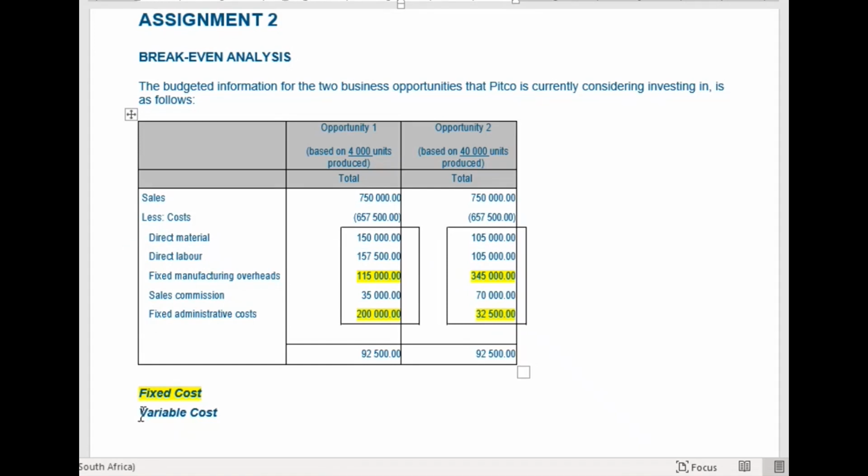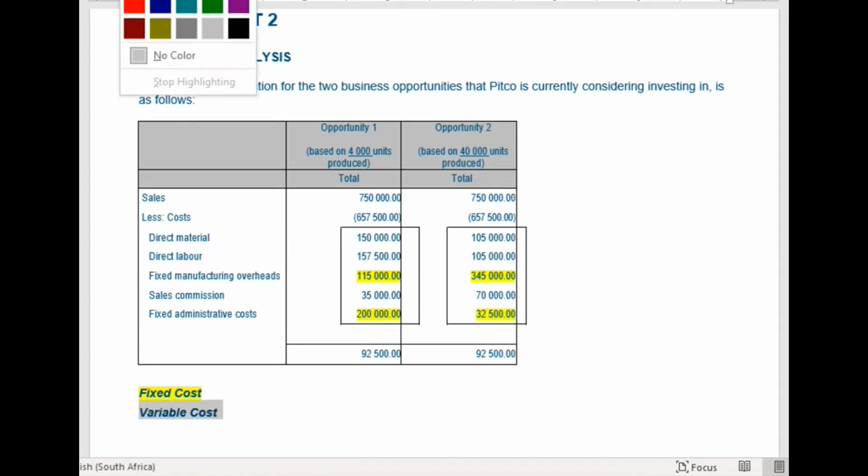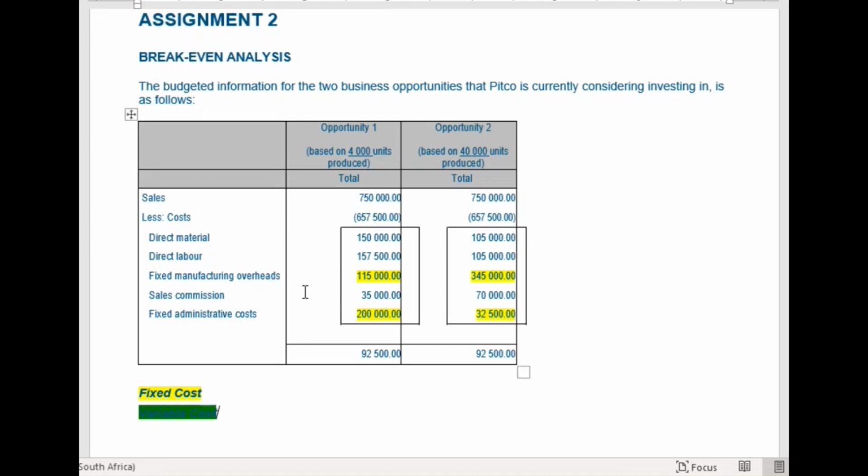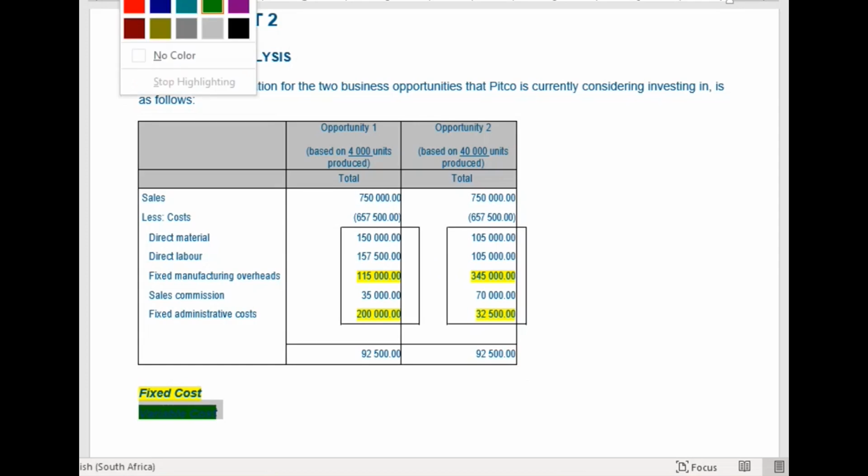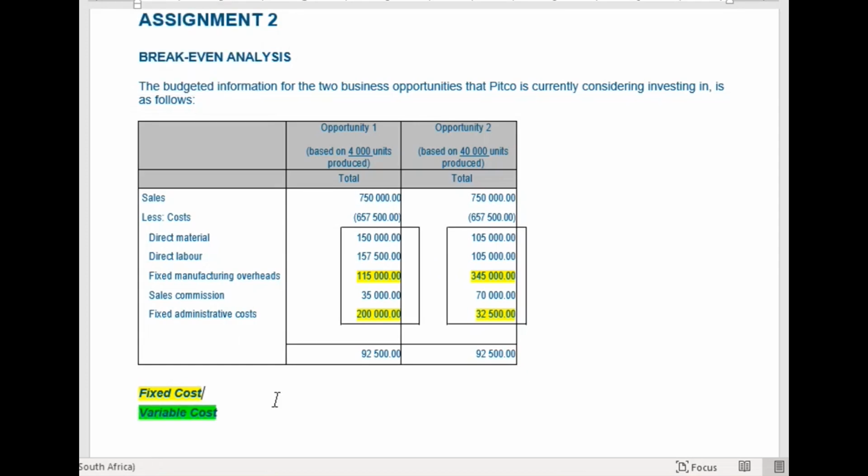Direct material is obviously a variable. Let's make that green. No, that's a terrible green. At least then you can still see. No, you cannot see a thing. Okay. Sorry, just click on something else. Nobody's ever going to see what I'm doing there for you. That green. Okay, that's better.